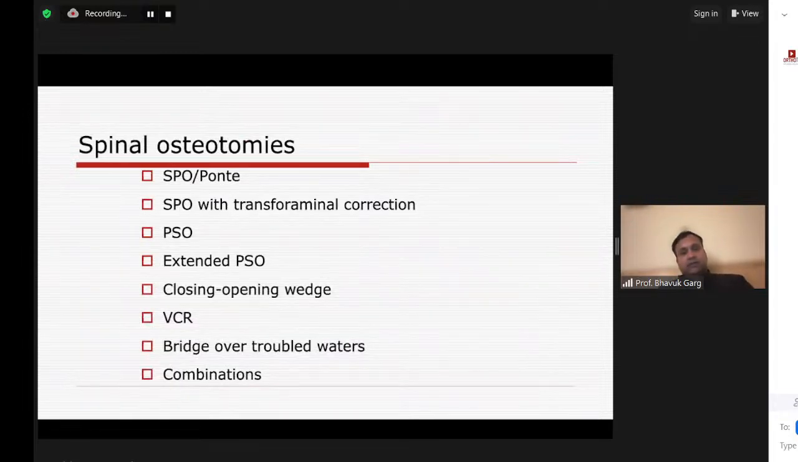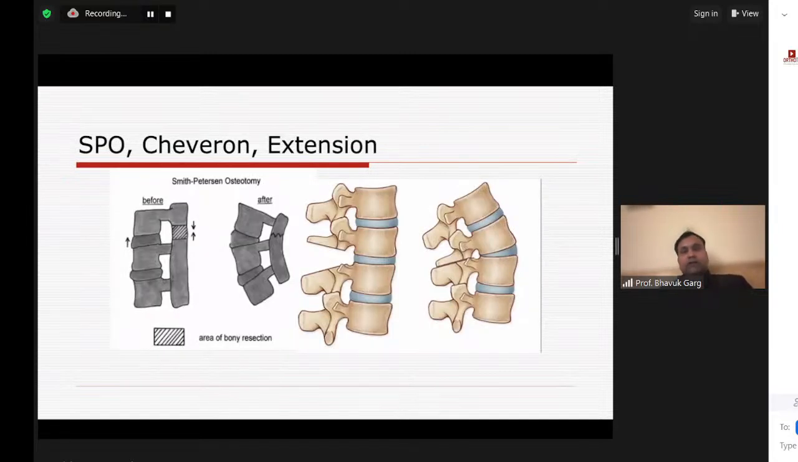I basically use a ladder in my practice. I start by looking at whether I can do the SPOs, Smith-Petersen osteotomies, or the Ponte osteotomies, or the posterior column osteotomies. Next, I see whether I can add the transforaminal correction if possible. Then I move to the pedicle subtraction osteotomy, then the extended pedicle subtraction osteotomies, closing-opening wedge osteotomies, and vertebral column resection. Then we have described our own modified VCR, which we call the bridge over troubled water technique, and the combination of these osteotomies for various deformities. So we will cover them one by one.